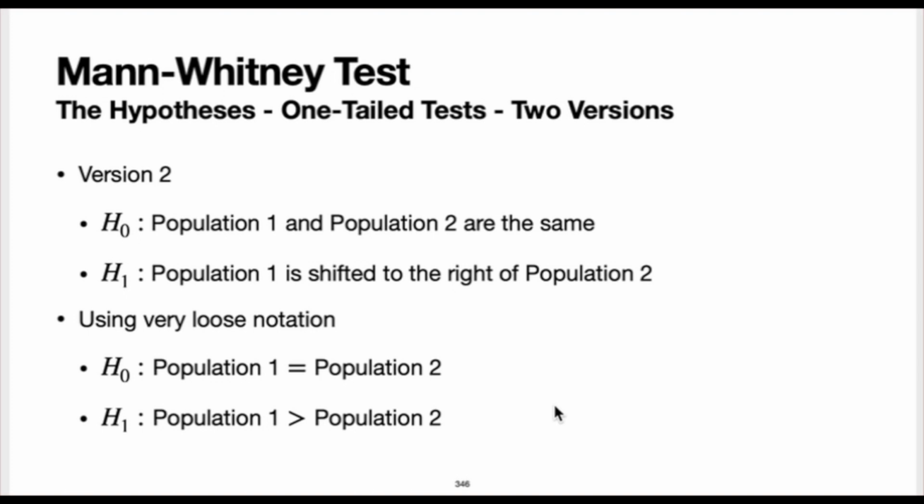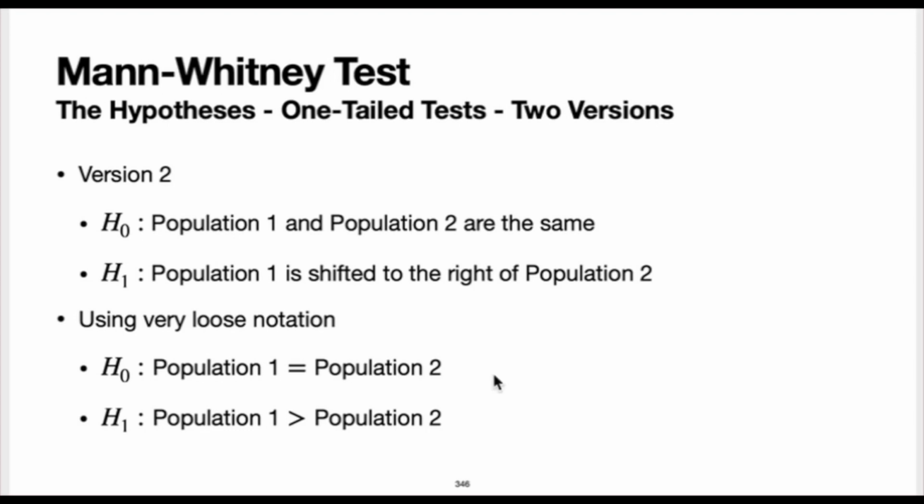Okay, the second version of our one-tailed test, the null hypothesis would be the same null hypothesis that population 1 and population 2 are the same. The alternative in this case is that population 1 is shifted to the right of population 2. All right, so again, there's a very specific shift in mind here. It's the idea that population 1 is situated, if you think about a number line with the two distributions on the number line, somewhere to the right, maybe a lot to the right, maybe just a little bit to the right of population 2. And again, we're not talking about any particular measure of location, the median, the mean, and so forth. We're just speaking in general terms.